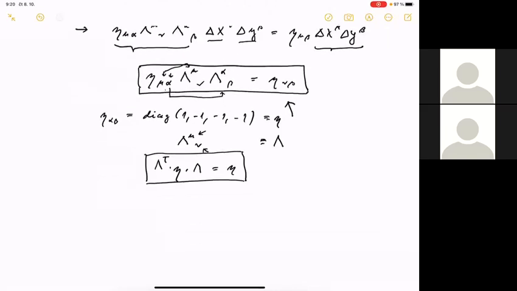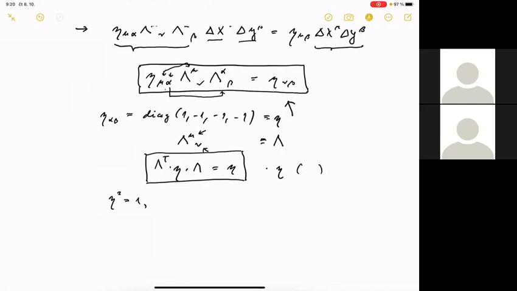From this, we can obtain one very useful equation, and this is the equation for the inverse of the matrix Λ. We see that the matrix η obeys the equation η squared equals 1. So if we multiply both sides of this equation by η from the left and with Λ^-1 from the right, we obtain that η times Λ transpose times η is nothing else but Λ inverse.